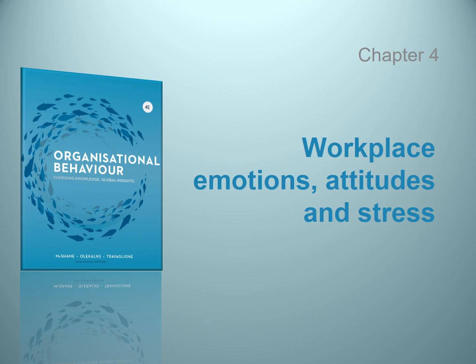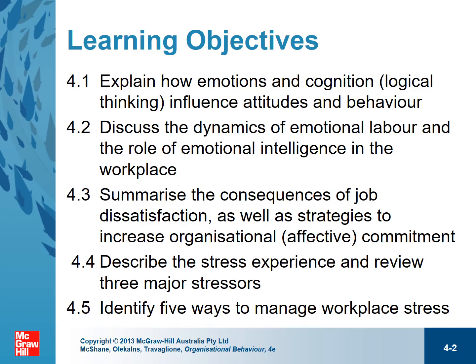This is Chapter 4, Workplace Emotions, Attitudes and Stress. There are 5 learning objectives for this chapter. 4.1 Explain how emotions and cognition, logical thinking, influence attitudes and behavior. 4.2 Discuss the dynamics of emotional labor and the role of emotional intelligence in the workplace.